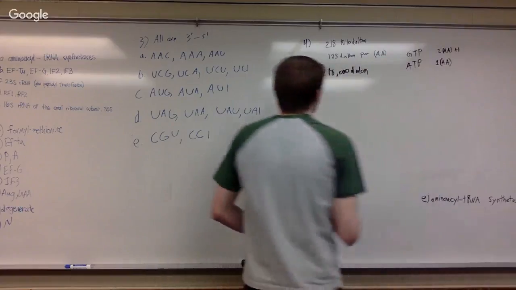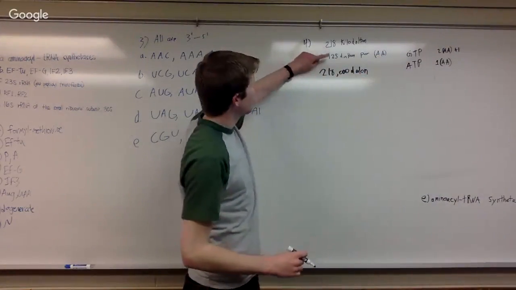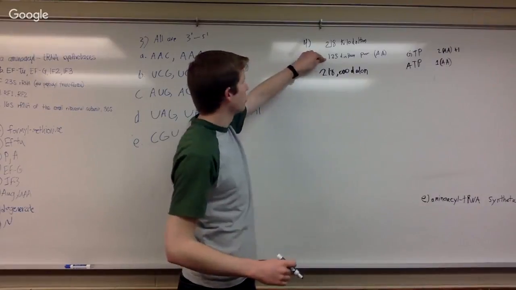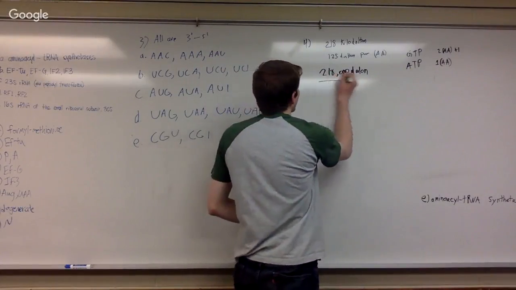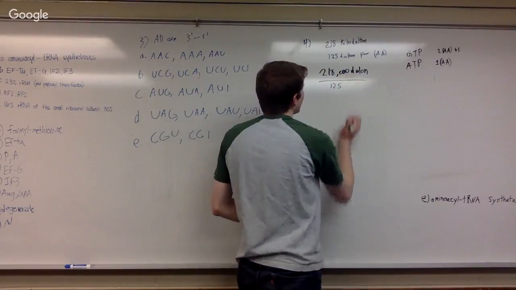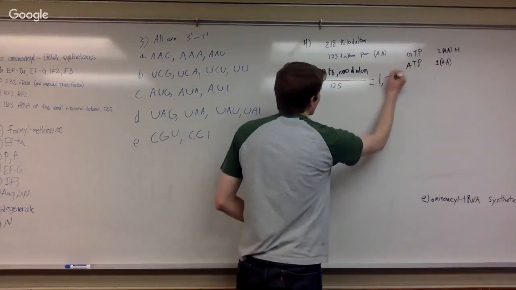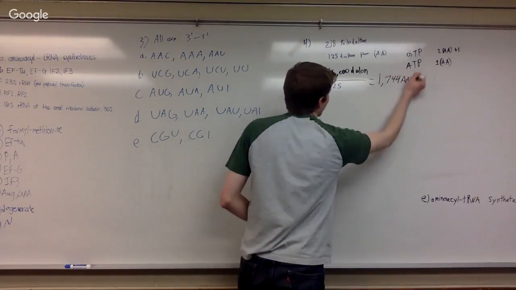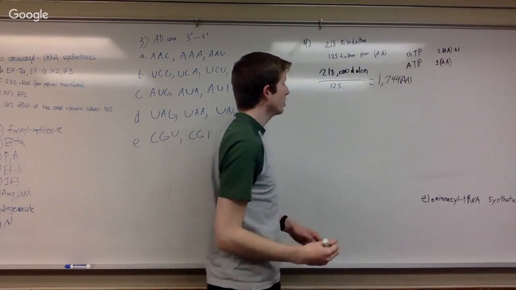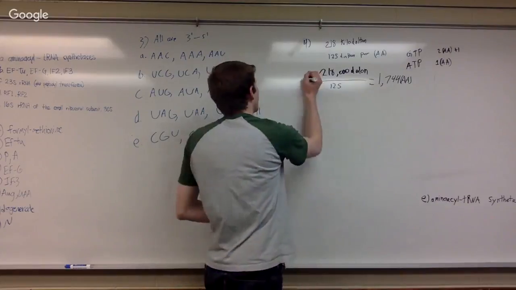And then to get how many amino acids we have to divide this number by our average amino acid count, which is 125 Daltons per amino acid. And so we divide that by 125. When we do that, we get 1,744 amino acids. Okay. Now, once we have this one, this is the answer for part A.